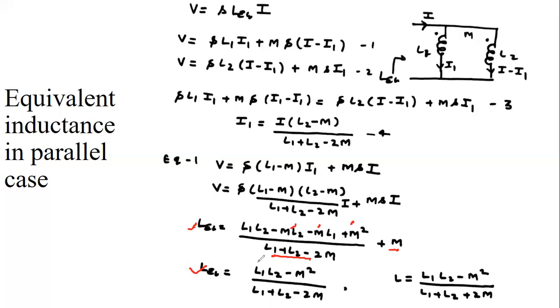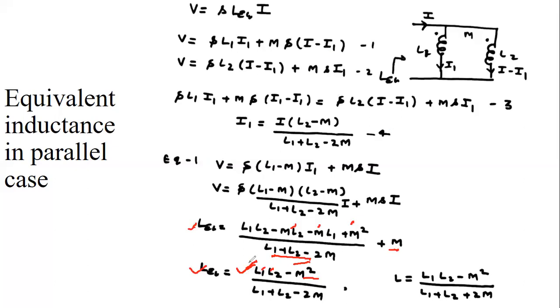See, always check the unit of your expression. Here L1 L2 is Henry square, so here it always comes as M square. Your expression should be correct unit-wise. A term like L1 L2 minus 2M is not possible, because L1 L2 has the unit Henry square. Unit-wise, the numerator has the unit Henry square, but the denominator has the unit Henry. So this is Henry square divided by Henry, so this is Henry.